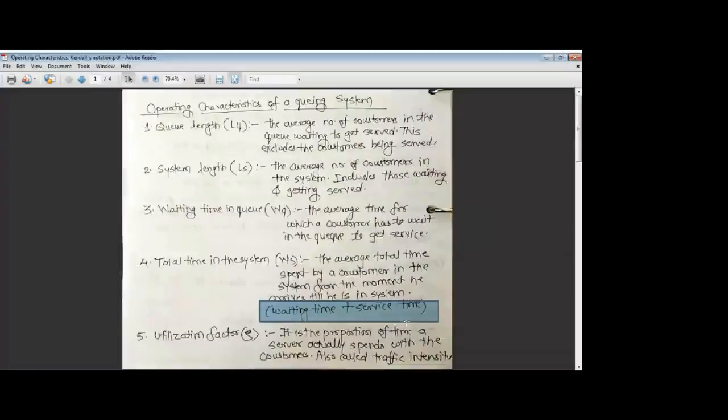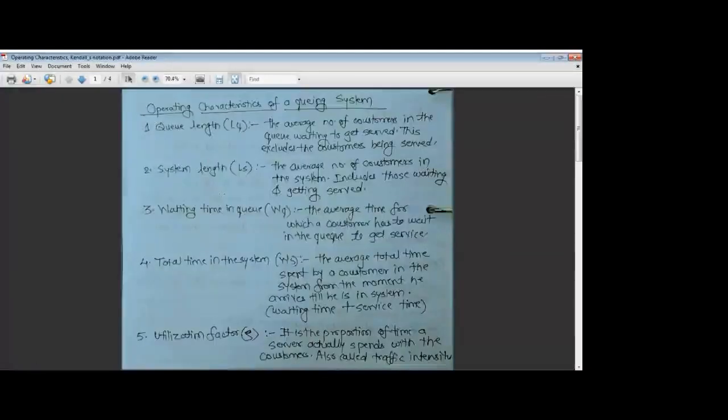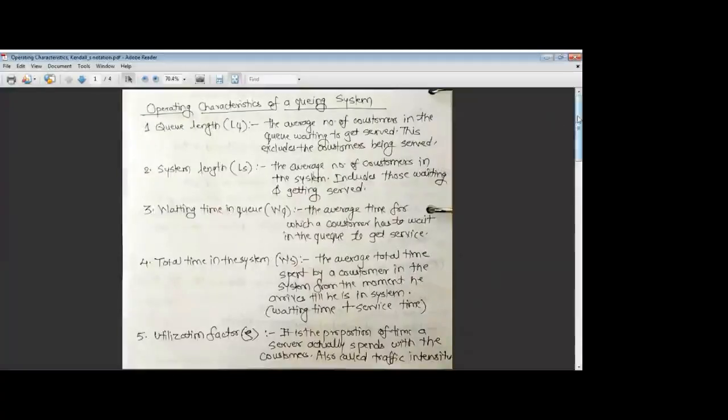This is very, very important. I hope you have understood what the queue is and what the system is. The queue is only that line, only those customers who are waiting to get served. And what is a system? The system is that in which the customers are waiting to get served, and it also includes the customers being served.